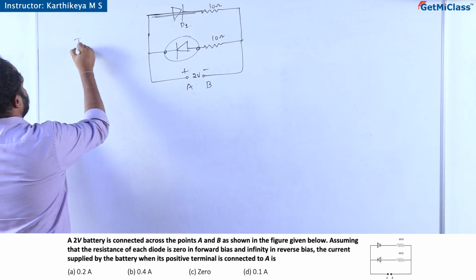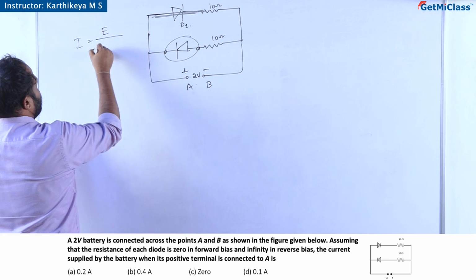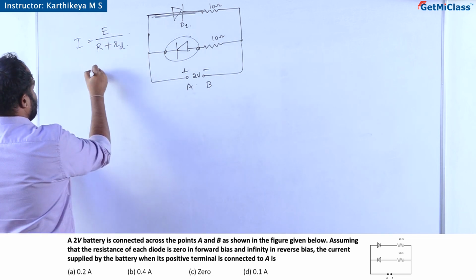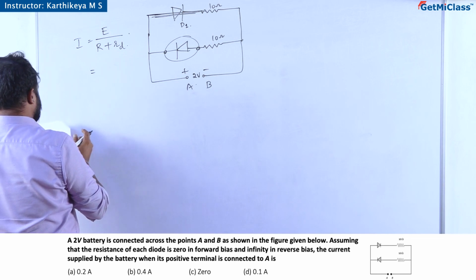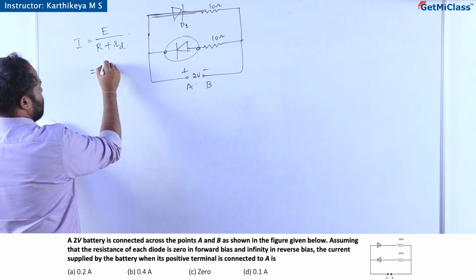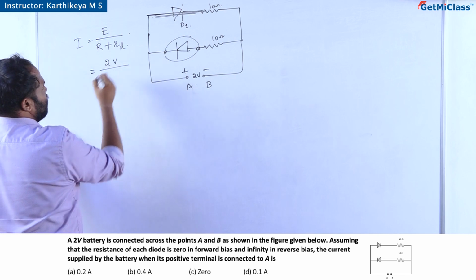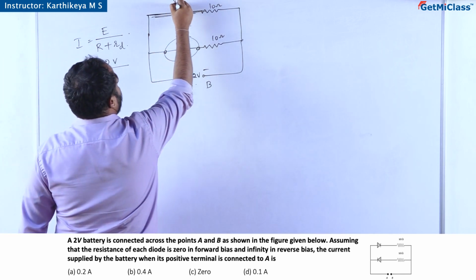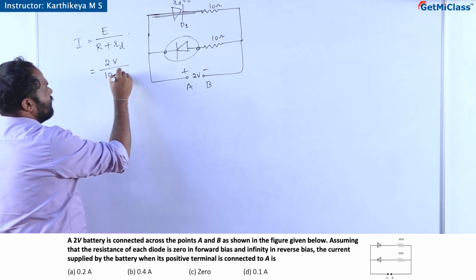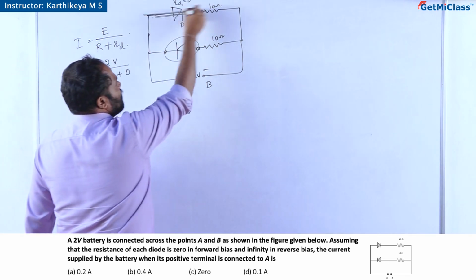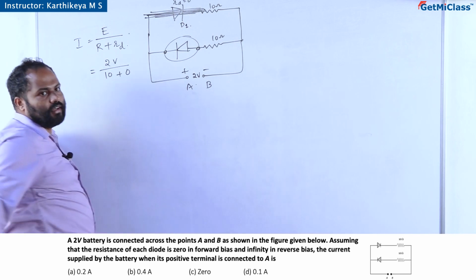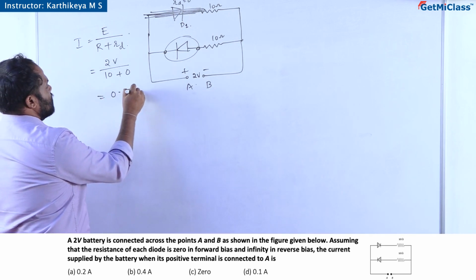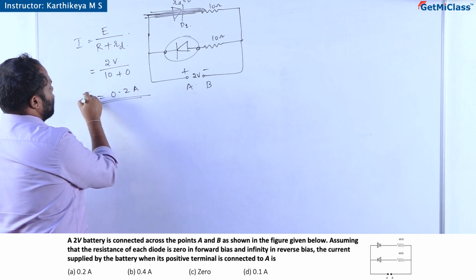Now, current is EMF divided by resistance plus dynamic resistance of the diode. So, we are going to get EMF as 2 volt, that is the applied voltage, resistance is 10 ohm, and resistance during forward bias is 0, dynamic resistance during forward bias, because it acts as a short wire only. Diode will act as a short wire during forward bias. So, the current is 0.2 ampere in the circuit.